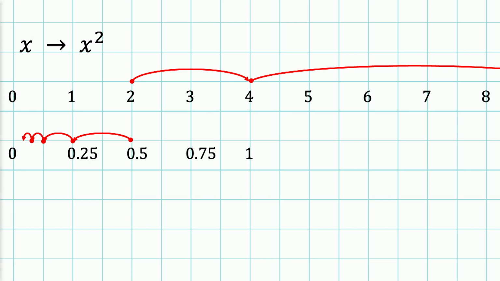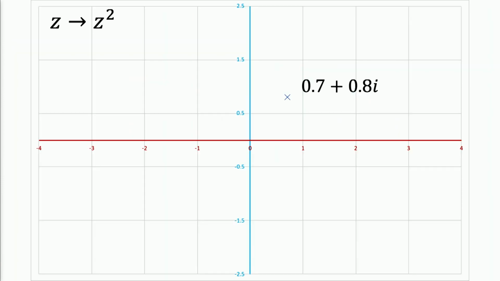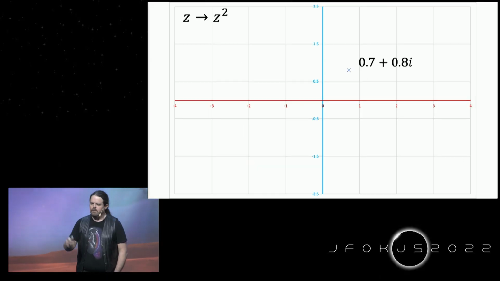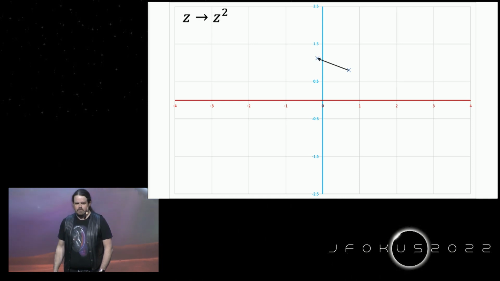But now what we're going to do is take one of these numbers in the complex plane, and we are going to say every time around, z goes to z squared. So we're going to take 0.7 plus 0.8i, we're going to square it, and it's going to move over here.